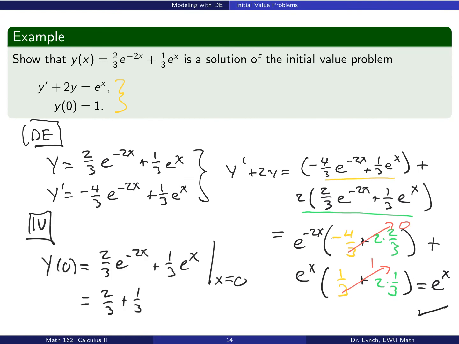So we see that when we substitute x equals 0 into our function, we get out 2/3 e to the minus 2x plus 1/3 e to the x at 0. Of course, 2/3 plus 1/3 is just 1, and our function satisfies the initial value also. So this function is a solution of the initial value problem. Okay, let's see one more example here.